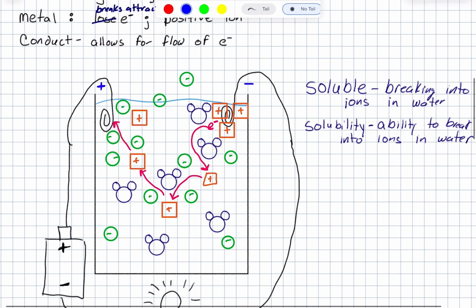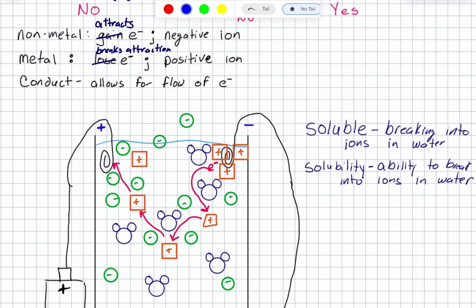In order for there to be conductivity, in order for there to be a flow of electrons, the flow of electrons must occur between ions. Ions must be present for conductivity to occur, for something to be conductive.